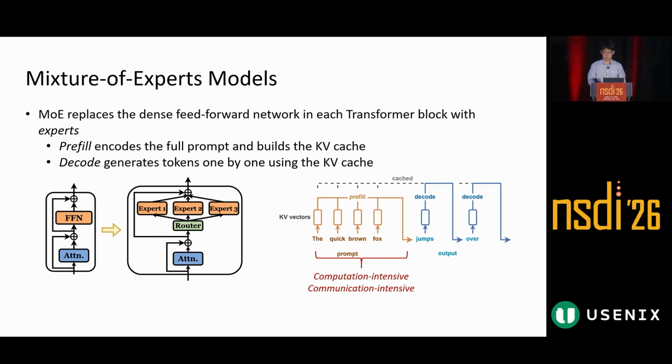So let me start with the model context. Mixture of Experts, or MoE, replaces a dense feed-forward network with many experts while activating only a small subset for each token. This improves scaling efficiency. During inference, the prefill phase processes the whole prompt in parallel, while the decode phase generates tokens one by one. The prefill phase is both computation intensive and communication intensive. This work focuses more on the prefill stage.